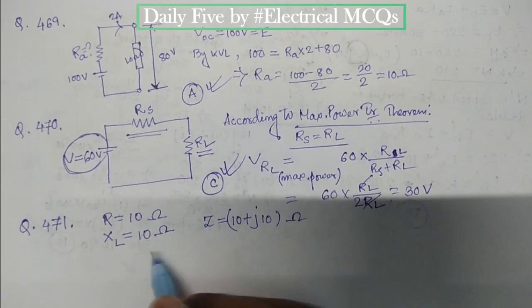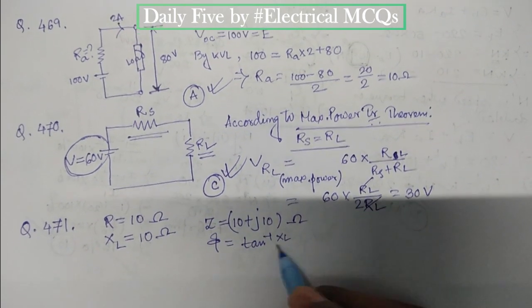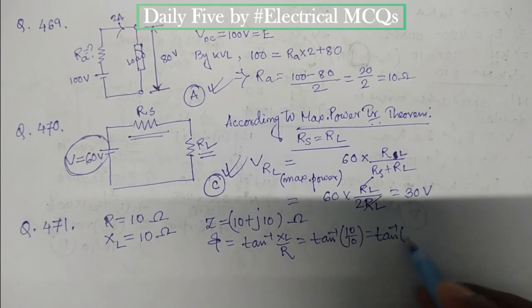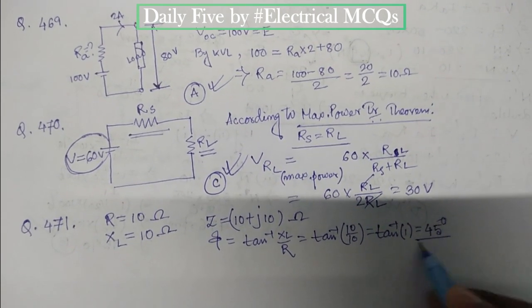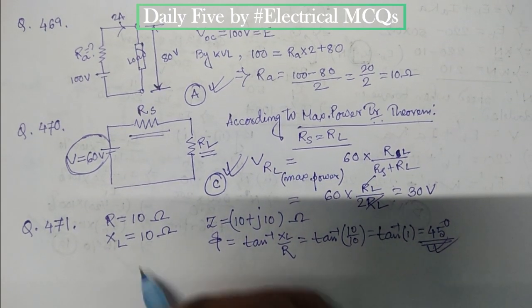So what is this angle? This angle phi is equal to tan inverse XL by R. That means tan inverse 10 by 10, which means tan inverse 1, equal to 45 degrees. So the answer will be option B.